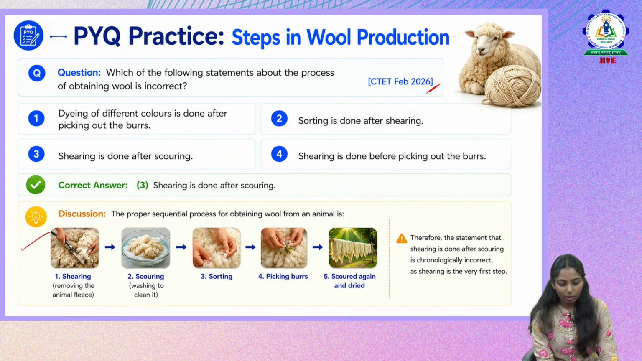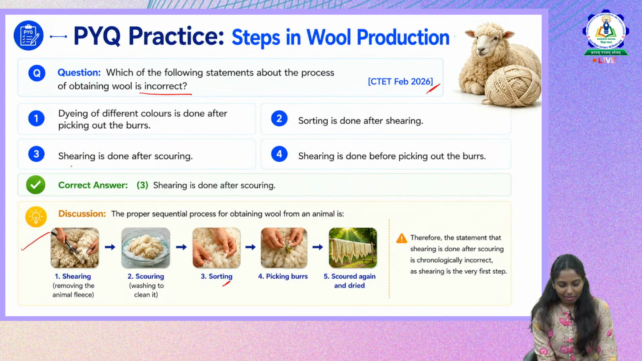We are seeing here dyeing of different colors is done after picking out the burrs. That can be done. Sorting is done after shearing. Yes, sorting is done after shearing. See here, sorting is the third option. Shearing is removing the wool from the sheep. So this is also right. Now this question is about incorrect, so this is also right.